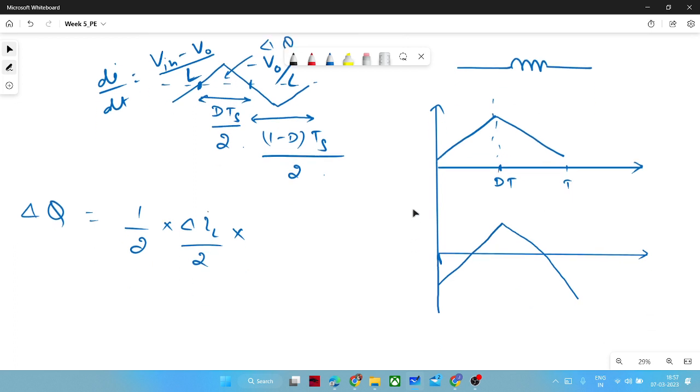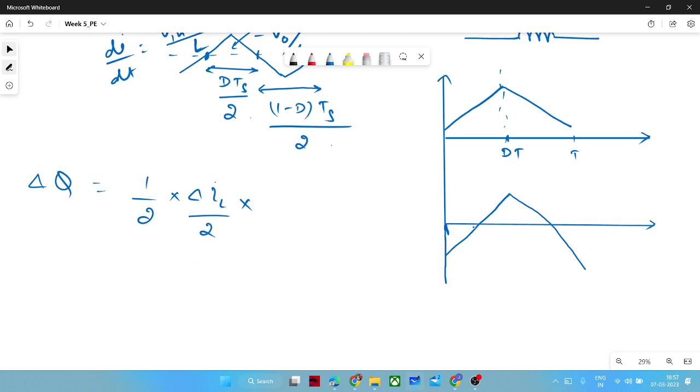Yes. So here, the zero crossing that we are having, when the current is going positive, that intersection is DTS by 2. And the peak is at DTS. Yes. Peak is at DTS. And the negative. Just hold on for a second.